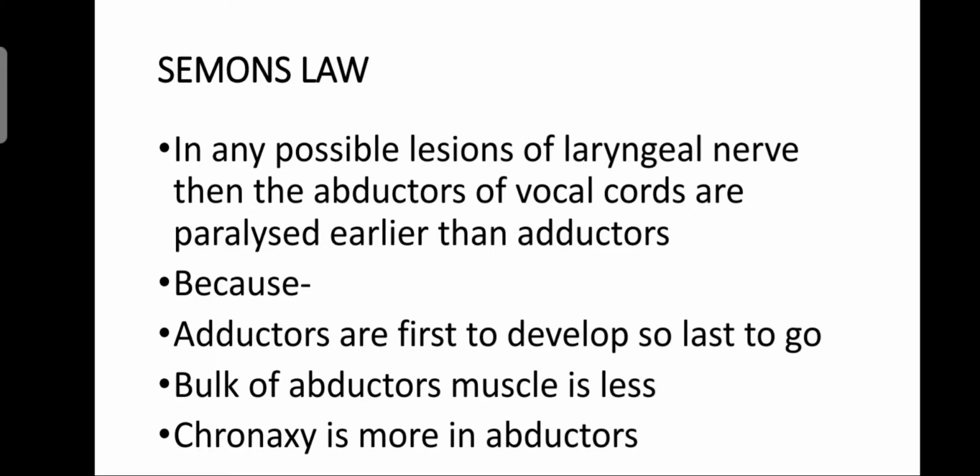Semon's law. In any progressive lesion of laryngeal nerve, the abductors of vocal cords are paralyzed earlier than adductors. Abductors of vocal cords are paralyzed earlier because adductors are first to develop, so last to go. Bulk of abductor muscle is less. Chronaxy is more in abductors.